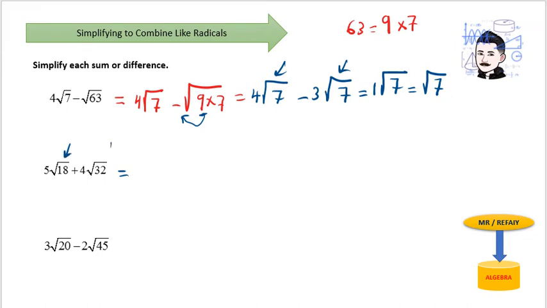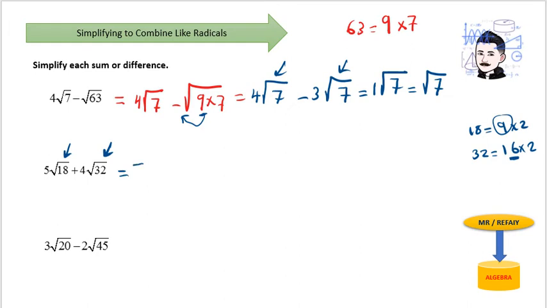Here root 18, and here root 32. Not the same radicand. Okay, can we simplify? Yes. Look here, 18, we can simplify it. It will be 9 times 2. So we can change it to a perfect square number times 2. And also here 32, we can change it to be 16 times 2. Why especially 16? Because 16 is also a perfect square number.